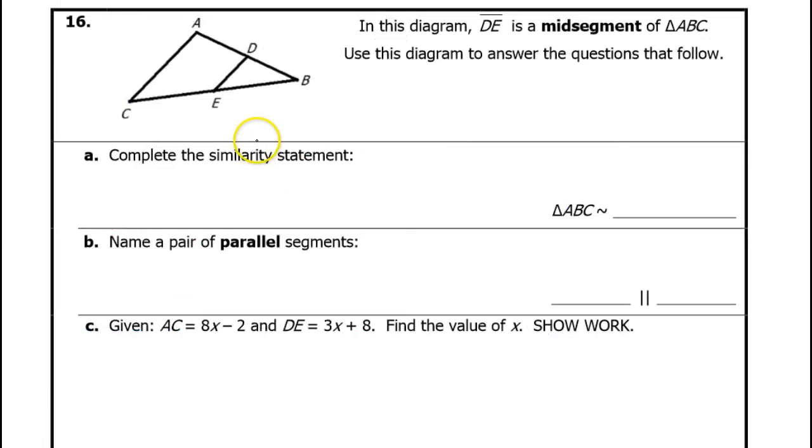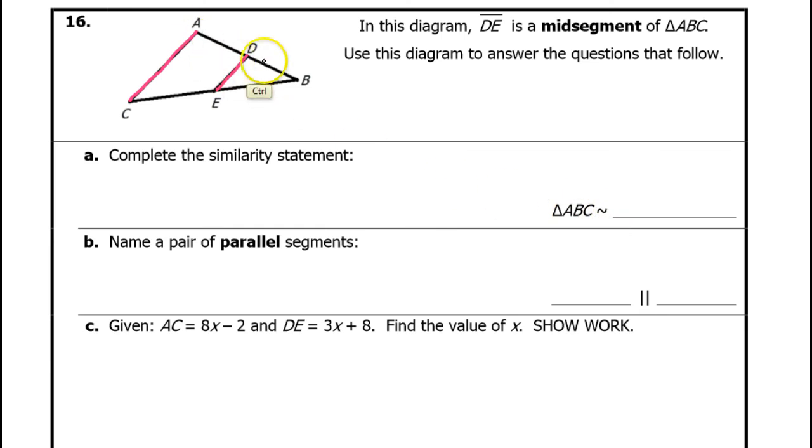In problem number 16, we are given that DE is a midsegment of the triangle. So that tells me that these two sides are parallel, because the midsegment is always going to be parallel to one side of the triangle, and AC is the only one it could possibly be. Let's go ahead and get this similarity statement out of the way.